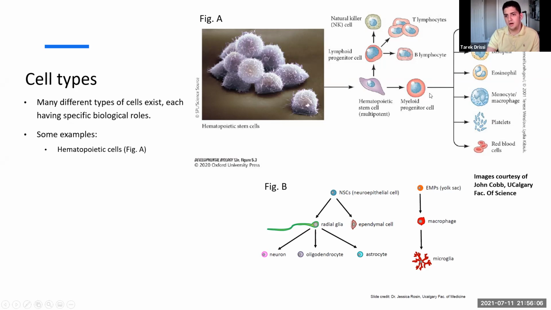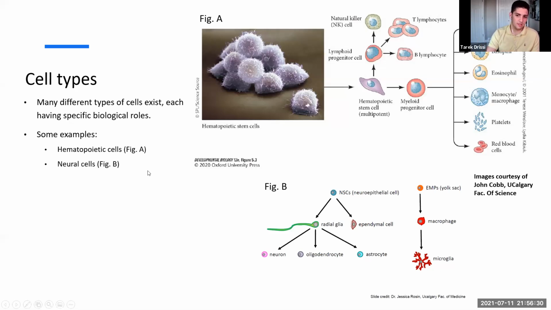And then down the myeloid progenitor lineage, if the genome directs it to go this way, we get red blood cells, we can get platelets, macrophages, which are also immune cells, eosinophils, basophils, and neutrophils. So there's a lot of cell types out of just one lineage, right?